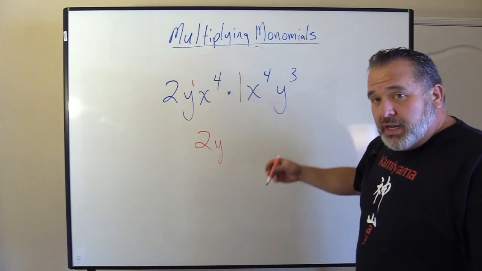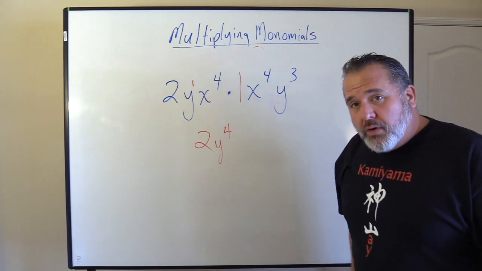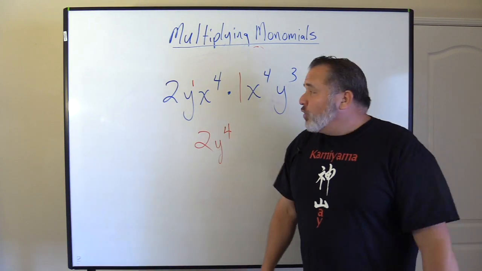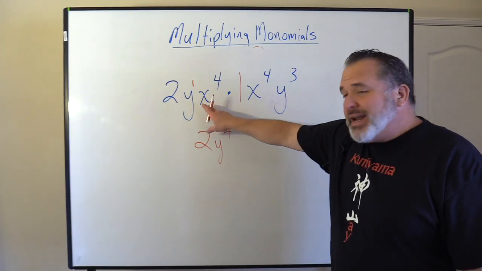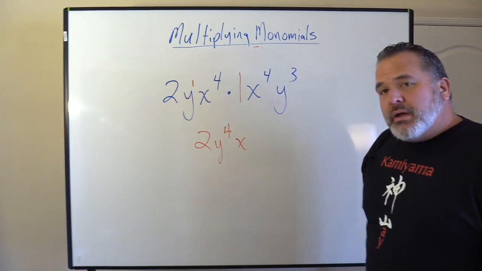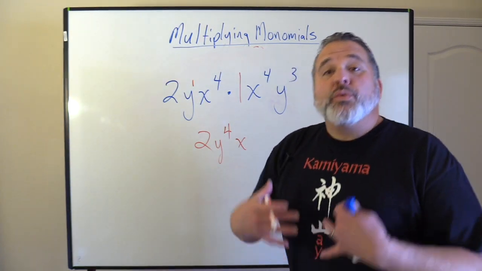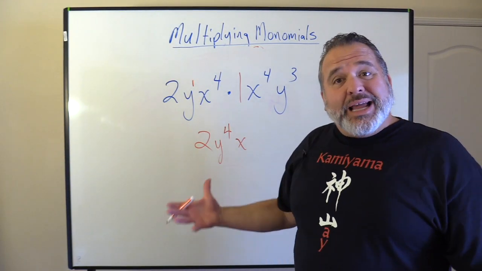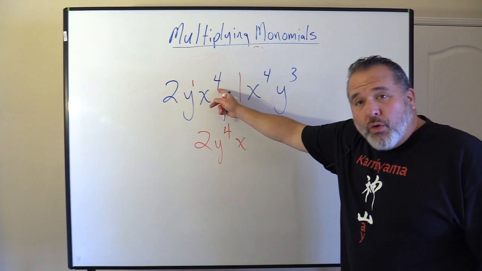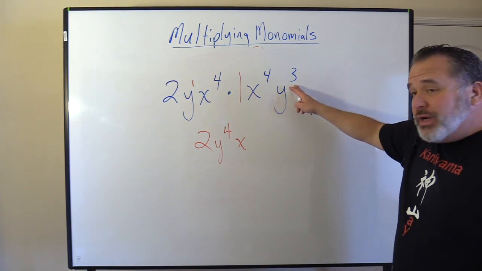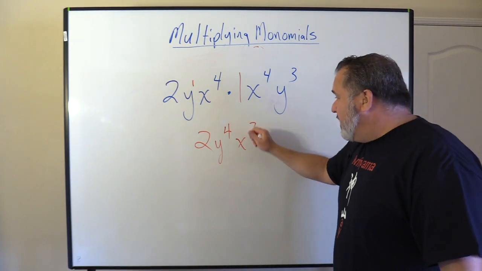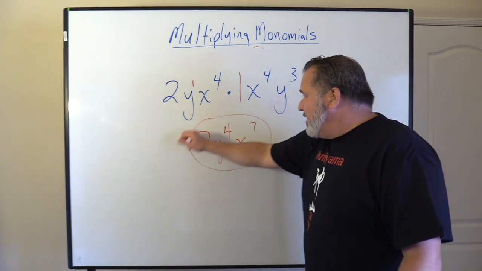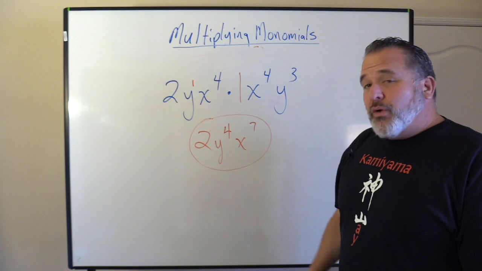1 plus 3 is 4. Now, so we got the 2 and the 1 taken care of. We got the y's taken care of, but now we got to deal with this x. Now, what exponent are we going to raise the x to? Well, let's see how many we have. We have 4 here, and we have 3 here. Now, 4 plus 3, 7. So we put a 7 here. Now, that's it. That's our answer. 2, y to the 4th, x to the 7th.